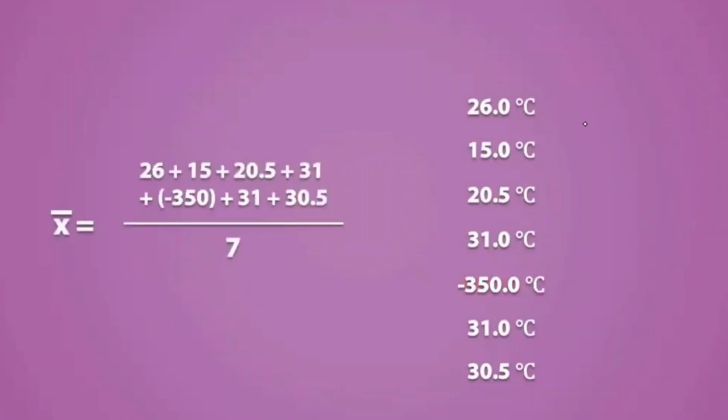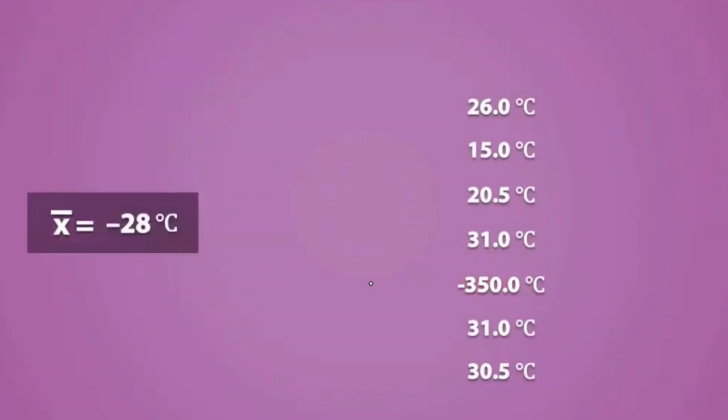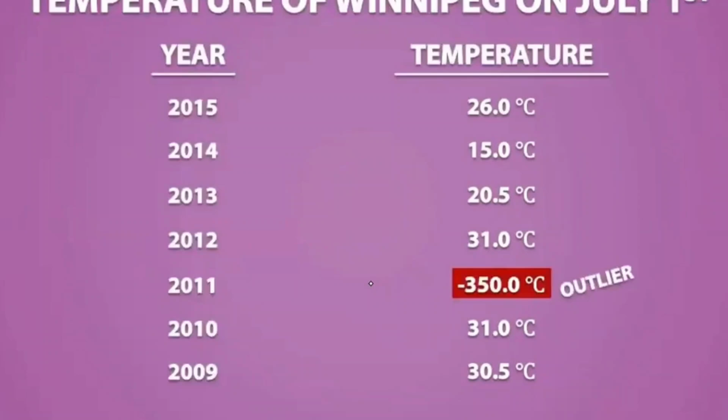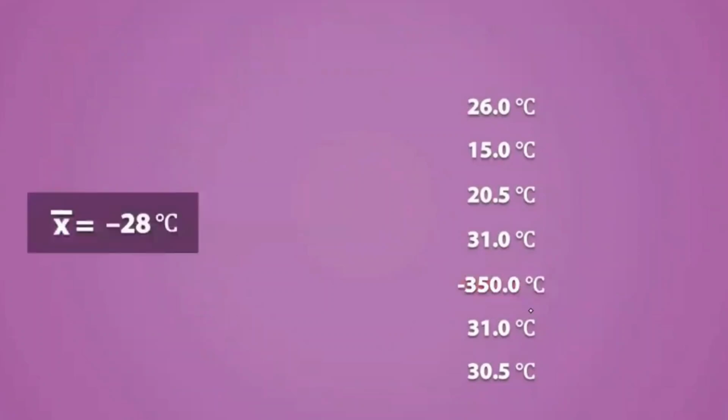But if you use this outlier and calculate the mean, what is the mean? The mean is minus 28. The average temperature in this location is minus 28. When is it ever minus 28? Due to one value, we are concluding that the average temperature of this area is minus 28. How can you conclude minus 28 in this area, because the other values are 26, 15, 20, 31? So the mean value is very much deviated.